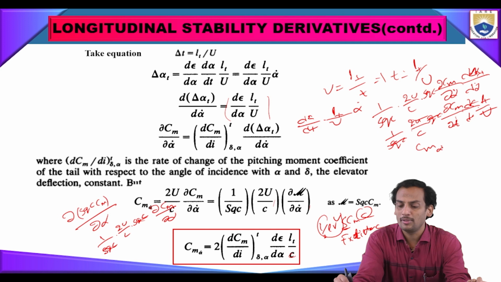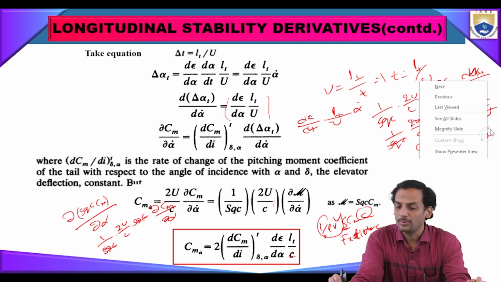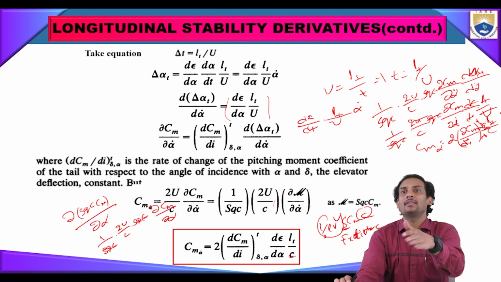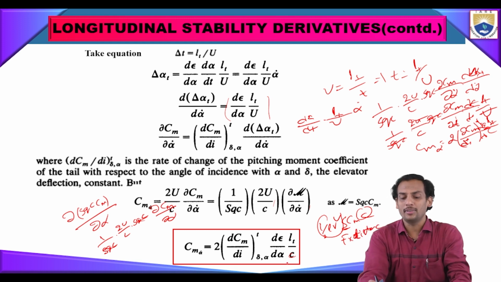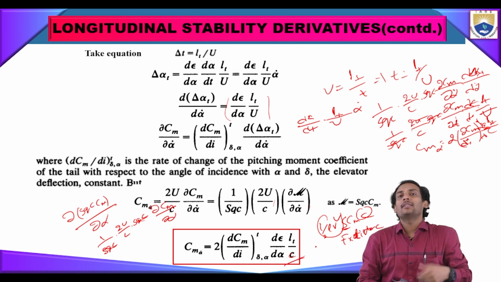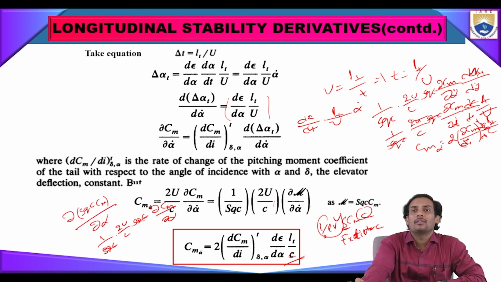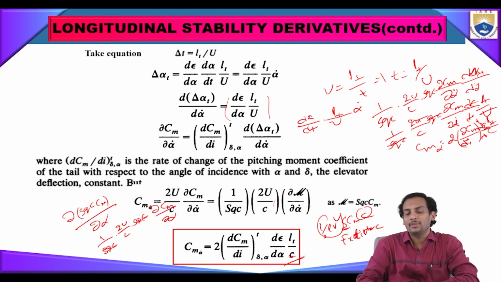So Cm alpha dot will be equal to 2 into dCm by d-eye-t, and d epsilon by d alpha into lt by c. So that is the leftover term. So that only we have written here. So here for Cm alpha dot also we got an expression.